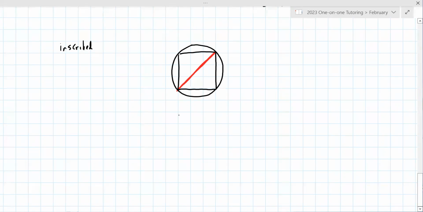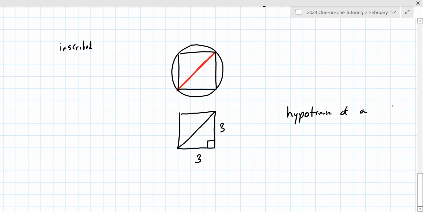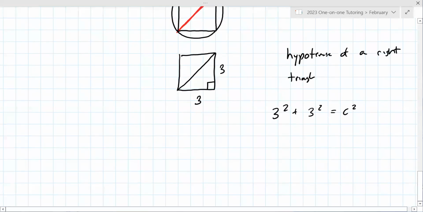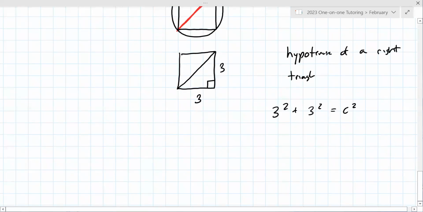So let me just redraw this here. Let's say the sides of the square are 3 and 3. Do you remember how to find the hypotenuse of a right triangle? Isn't it a squared plus b squared equals c squared? It is. So that would be 3 squared plus 3 squared equals c squared. So it would be 9 plus 9 equals 18.